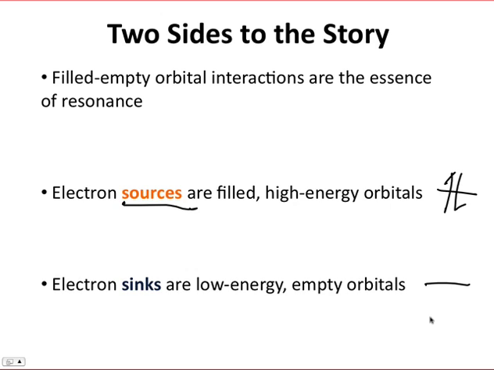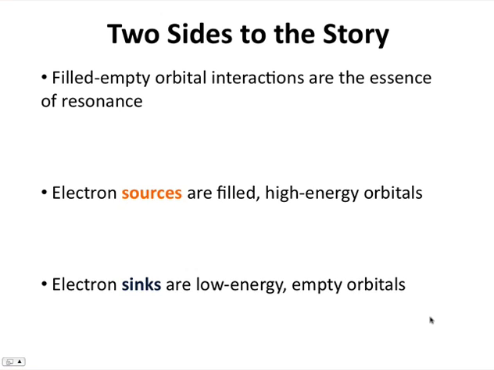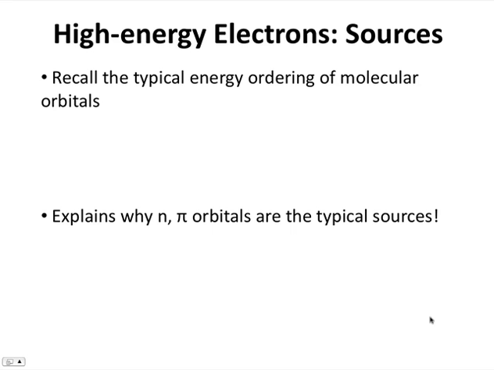So the idea is, if you spot a potential electron source in a molecule, look for an empty orbital nearby, and if you can spot one, then you know that resonance is important to that molecule. So electron sources are high-energy filled orbitals. What are the high-energy filled orbitals?